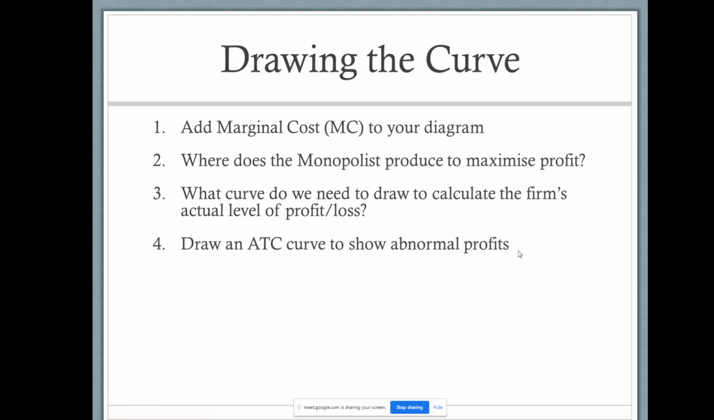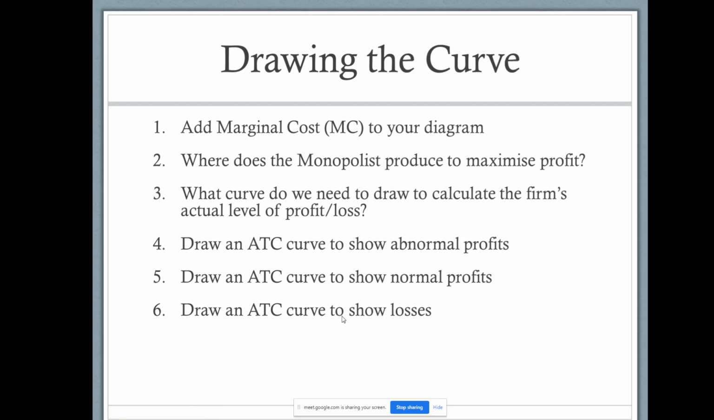Finally, this is the task. I want you to draw a monopoly diagram that can show abnormal profits. Abnormal profit is the same as economic profit, just a different expression. So this is what you have to draw in number four, and also draw the one that can show normal profit as well. And of course, at the end, there will be task six, which is to draw the diagram that will show losses. So I want you to draw three diagrams that show different results: abnormal profits, normal profits, and losses.